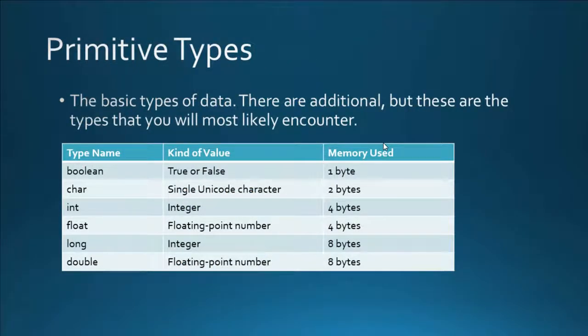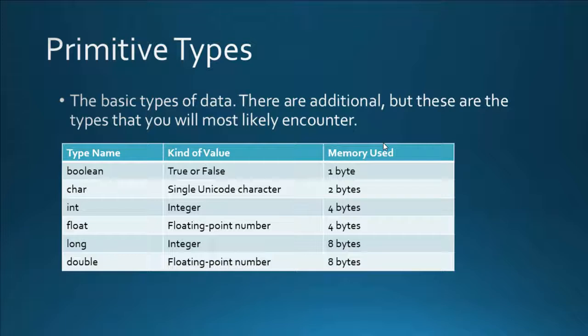Now, primitive types. Remember, I did say there's not just int and double, there's some other types. So there's a whole list of them, but here's some basic types of data that you're going to encounter, and these are the ones you're probably going to encounter the most. All right, Boolean. We will be using Booleans in this course. All you need to know is that in Java, they mean true or false. In some other languages, they mean like 0, 1, but here they just mean true or false. And they only use 1 byte of memory.